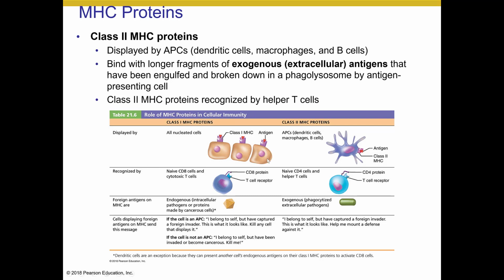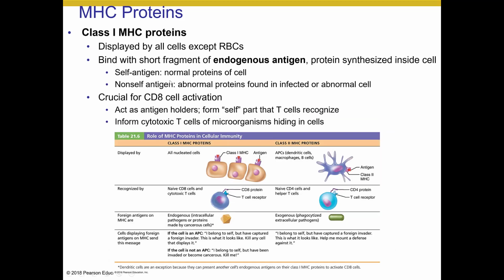So class 1 MHC proteins are on all cells. The message that the class 1 MHC proteins are telling depends on what the cell is that is holding onto the antigen through its MHC1 protein. So let's go down here. All of our cells except our red blood cells have class 1 MHC proteins on their surface. They are all capable then of holding on to endogenous antigen from a foreigner.